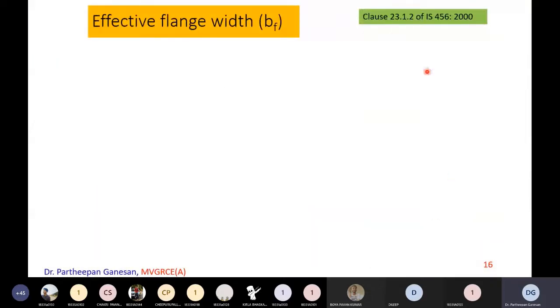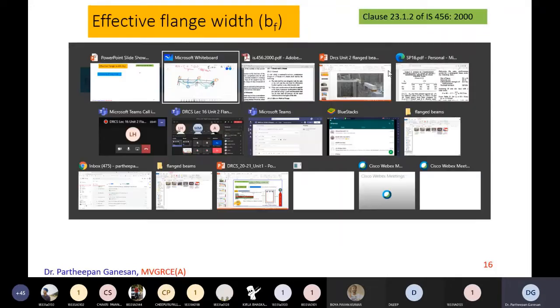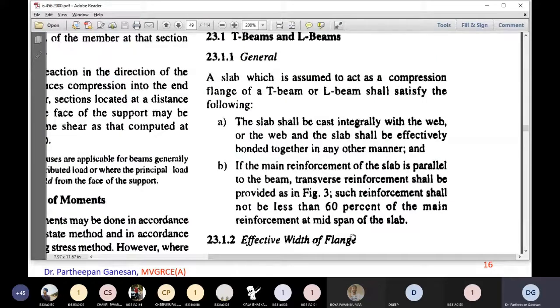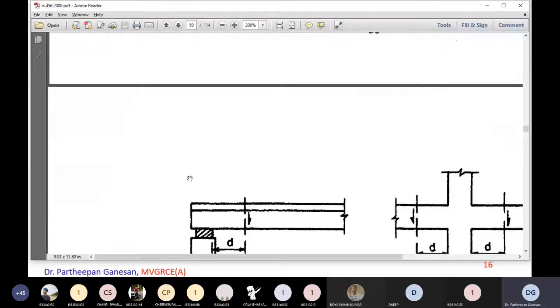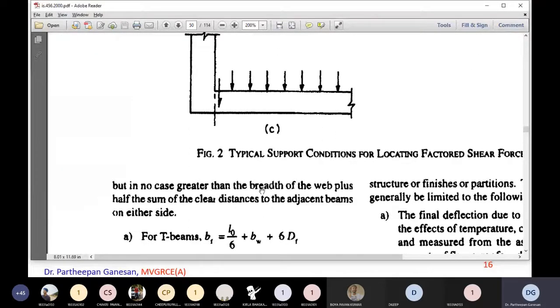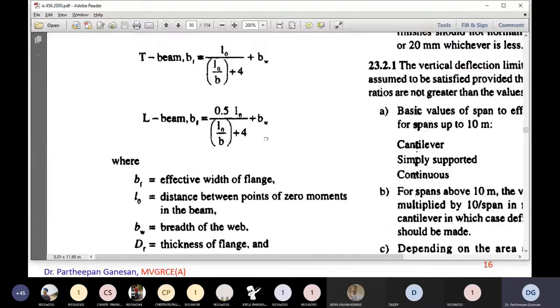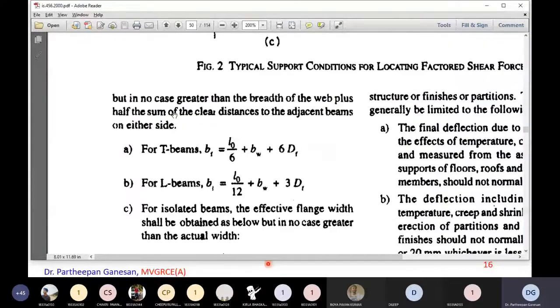Now, what is the effective width of flange? It is given in clause 23.1.2. So for T beams, in the absence of more accurate determination, the effective width of flange may be taken as the following. Here it is given on page number 37. You can see the effective width of flange can be taken, but in no case greater than the breadth of the web plus half the sum of the clear distance to the adjacent beams on either side. That we will see now.